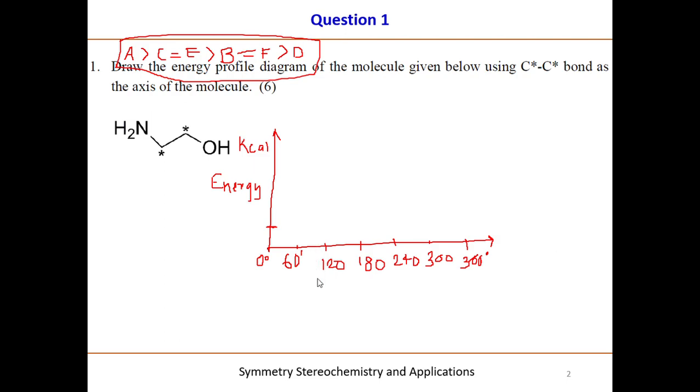Now by rotating 60 degree, we got the eclipse conformation, which has a high energy compared to the staggered one. So the B molecule was having a higher energy compared to the staggered one. So B here. Then again we rotate that molecule by 60 degree and we got C. C was the staggered one, as I have discussed earlier. So staggered one was coming here.